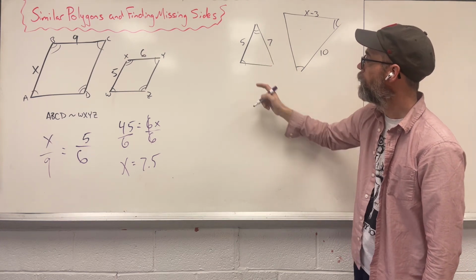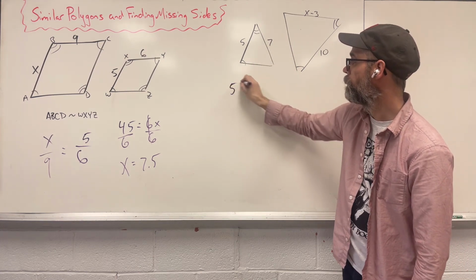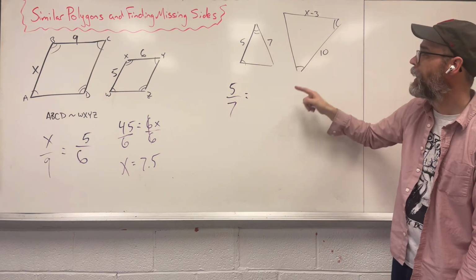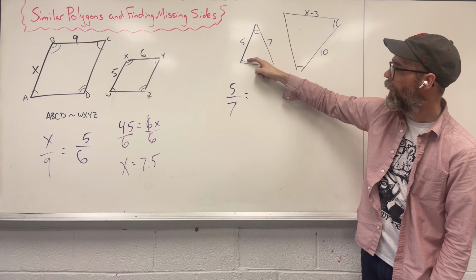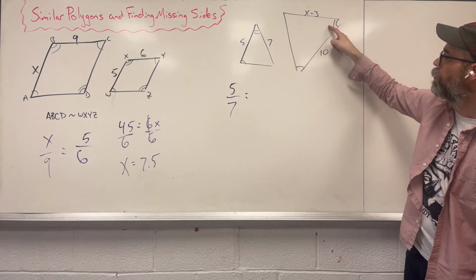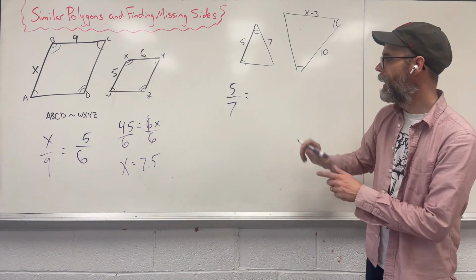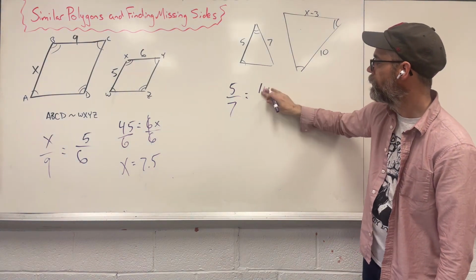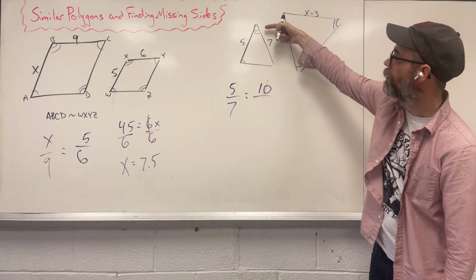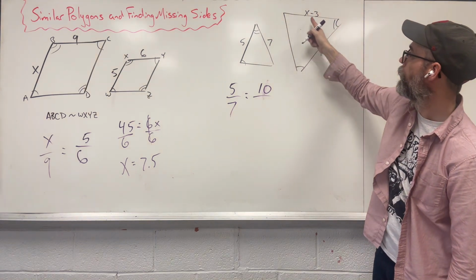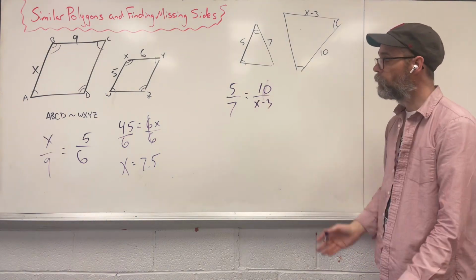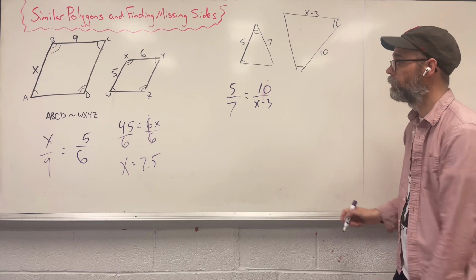So first one, I've got 5 and a 7. I'm just going to say 5 over 7. I want to find the same matching side. So my 5 is between the angle with one arch and two arches. One arch, two arch is 10. That's going to get matched up in the same position as that 5. And our 7 here goes from 2 to nothing, 2 to nothing. That's x minus 3. We want to cross multiply and then just use inverse operations to get x alone.